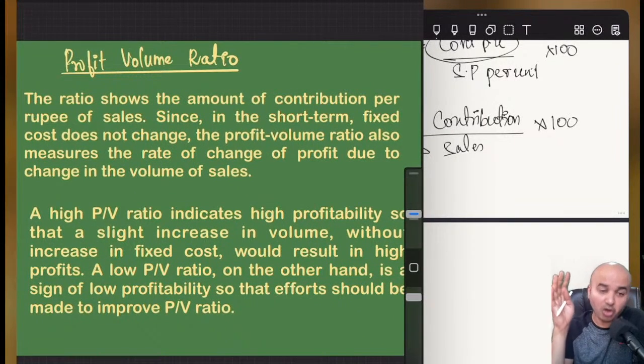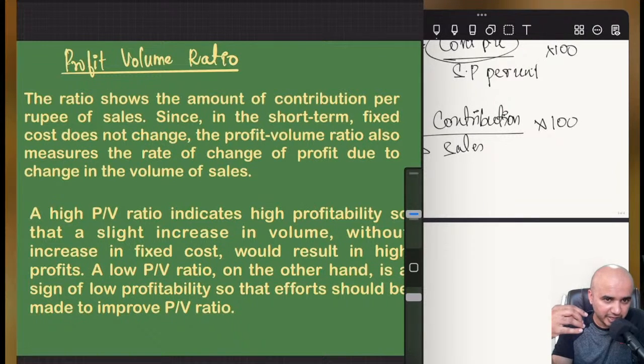Which ratio? PV ratio, also known as contribution ratio. Then what else do they say? In the short term, fixed cost does not change. We have already seen it changes in the long run though. The profit volume ratio also measures the rate of change of profit due to the change in the volume of sales. That means by how much the sales changes, the same amount the profit also changes. That is what we get to know through PV ratio.